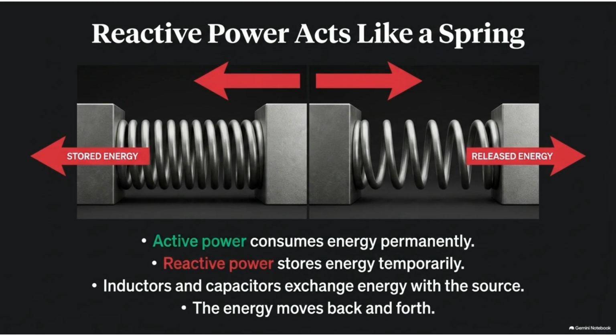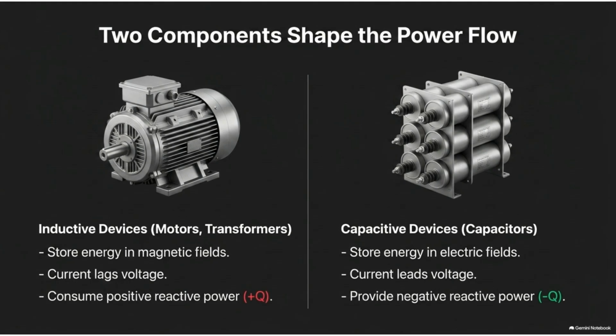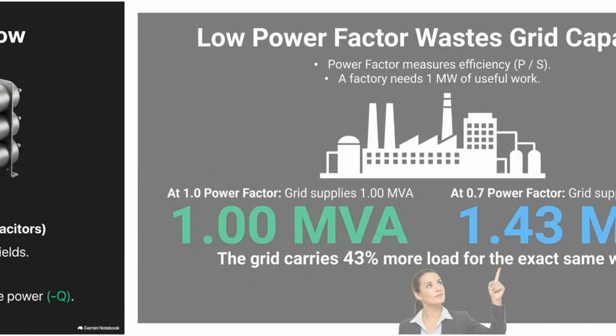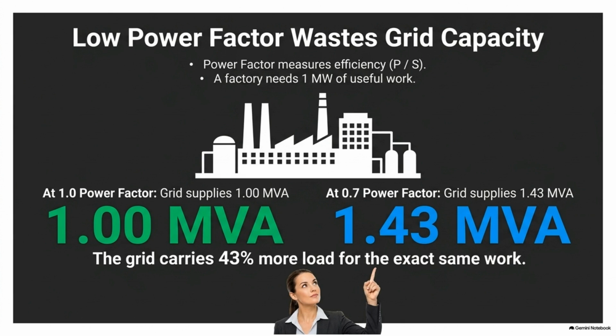Think of reactive power like a spring. Unlike active power, which is consumed, reactive power is stored and released by inductors and capacitors, moving back and forth. Inductive devices like motors consume positive reactive power, while capacitive devices provide negative reactive power, shaping the flow of energy in the system. A low power factor wastes grid capacity.